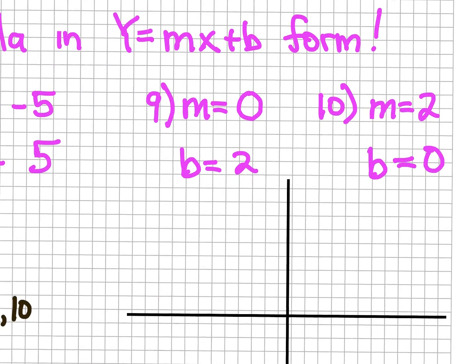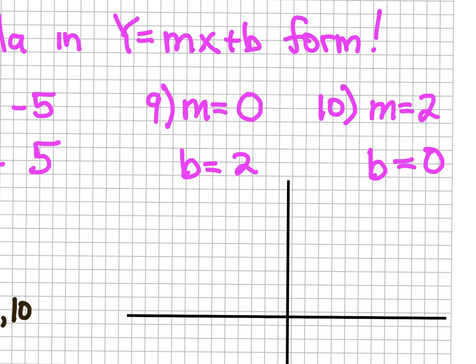Okay, number 9, slope is 0. So if I'm going to write this equation, y equals mx plus b, and my m is 0, now I have y equals 0x, and the b is 2, plus 2. Well, 0 times anything is just 0. So I can get rid of that whole 0x because it's not going to be anything. So this is just y equals 2, which on a graph would be this line where y equals 2. This would be a flat line.